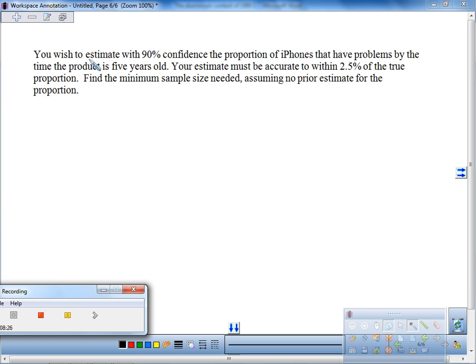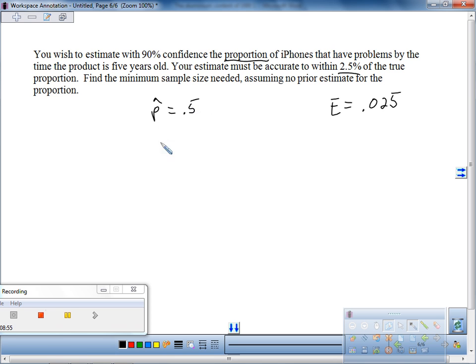Alright, here we wish to estimate with 90% confidence the proportion. So that means P hat. Okay, of iPhones that have problems by the time the product is 5 years old. Your estimate will be accurate to this, so that's going to be our E. Now it's in percentage, so we need to convert that to a decimal. So we're going to use 0.025. The true proportion. Find the minimum sample size, assume no prior estimate for proportion. So if we have no prior estimate, we're going to estimate it to be 0.5. Okay, and so then Q hat will be 0.5.